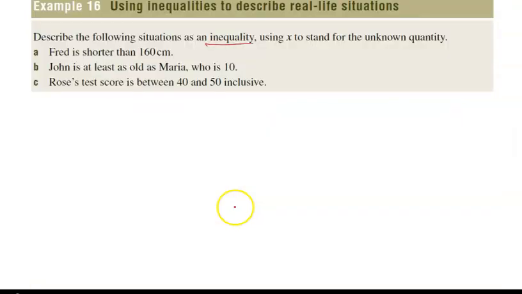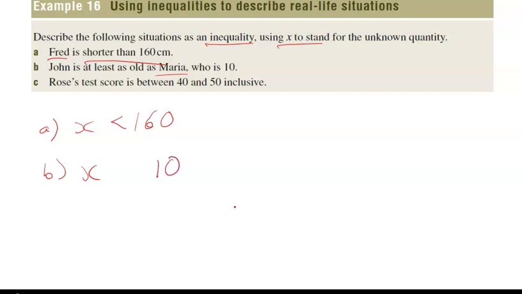Describe the following using x to stand for the unknown. So Fred is now x. Fred is shorter than 160. So we've been told that Fred is x, and is going to be shorter than, less than 160. Shorter than, less than, we win. John is at least as old as Maria. So John could be equal to Maria, who is 10. So he is at least as old as 10. So he's going to be 10 or more. So John is equal to or greater than Maria, who is 10.